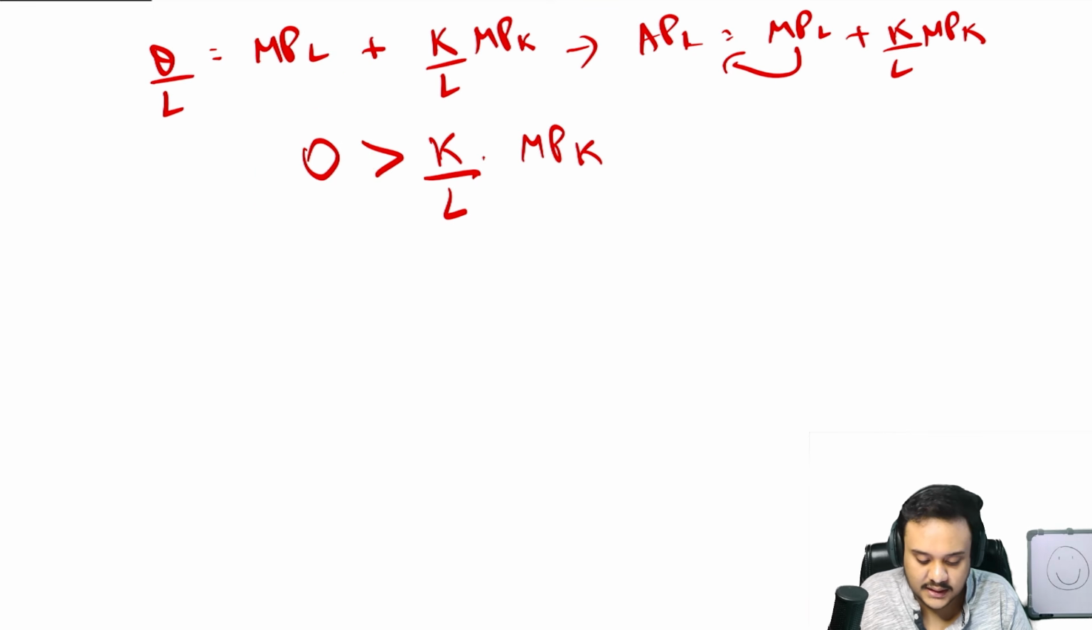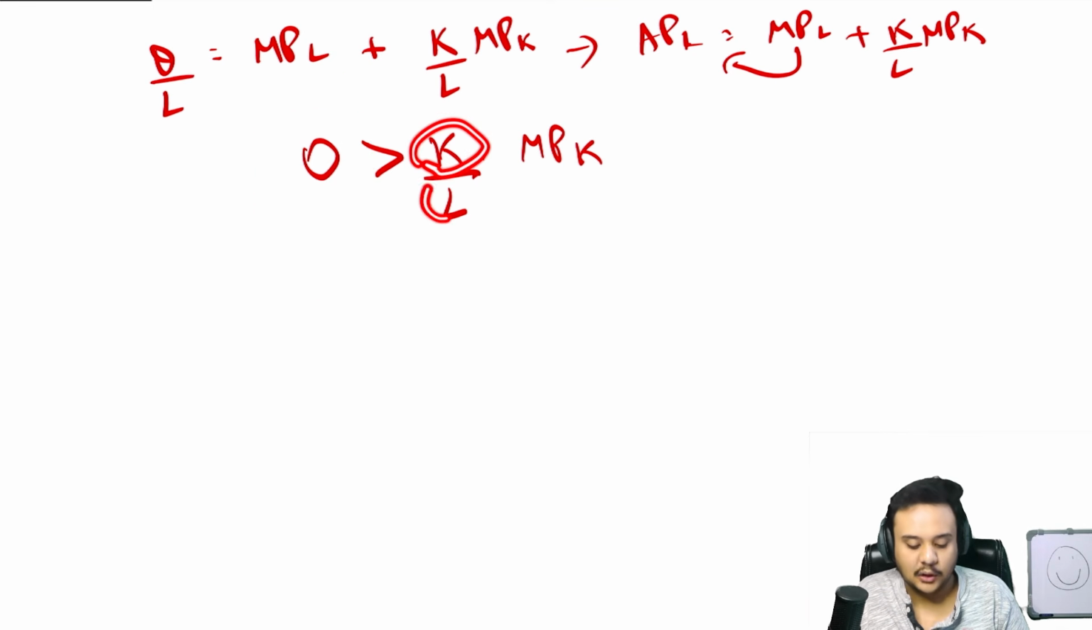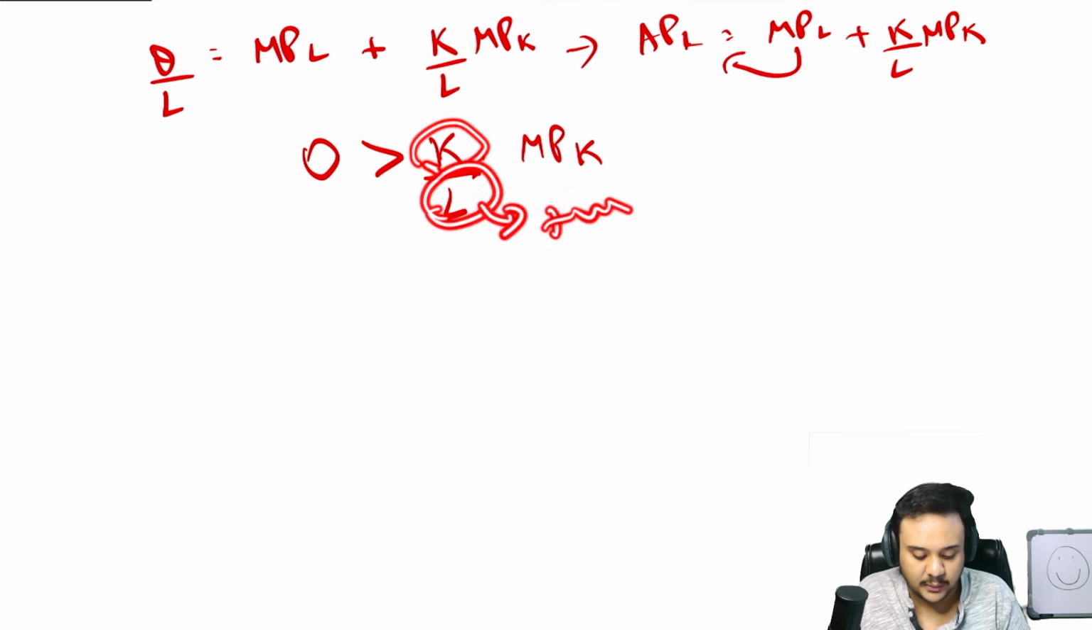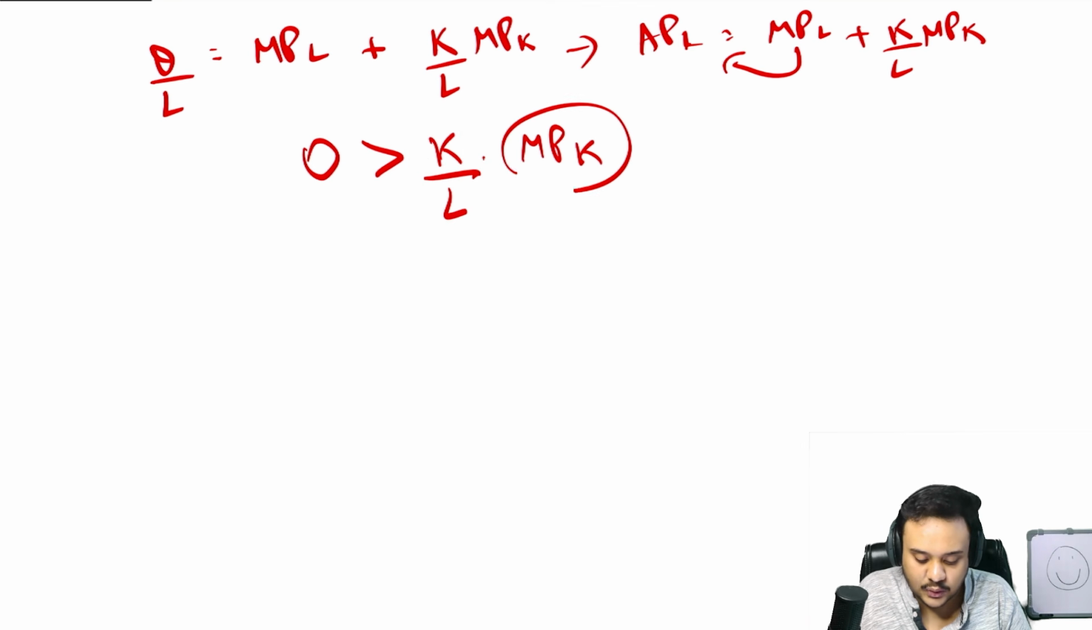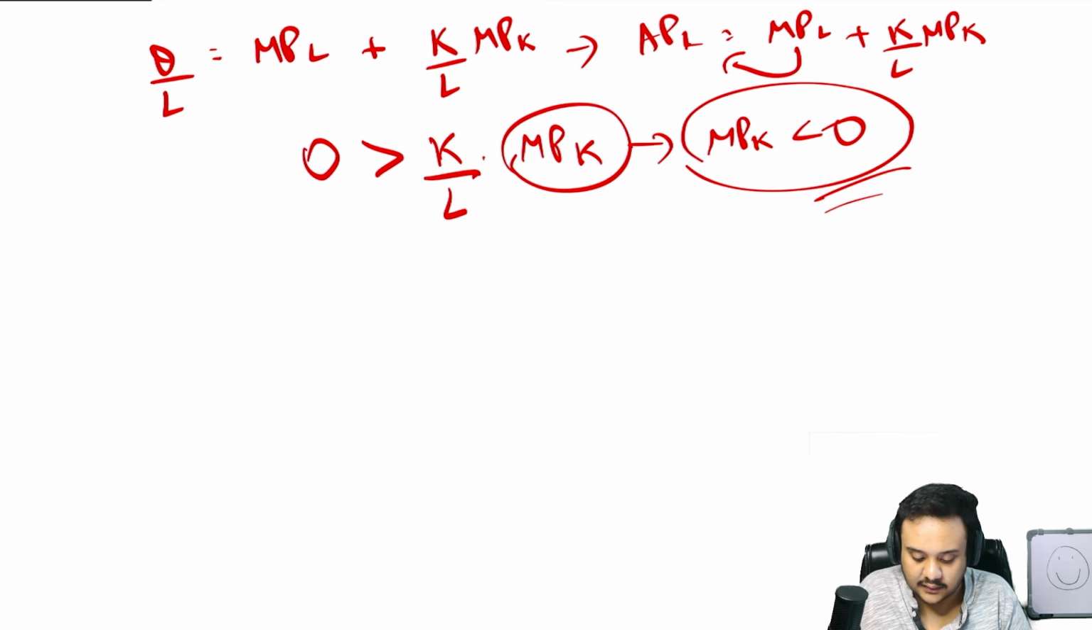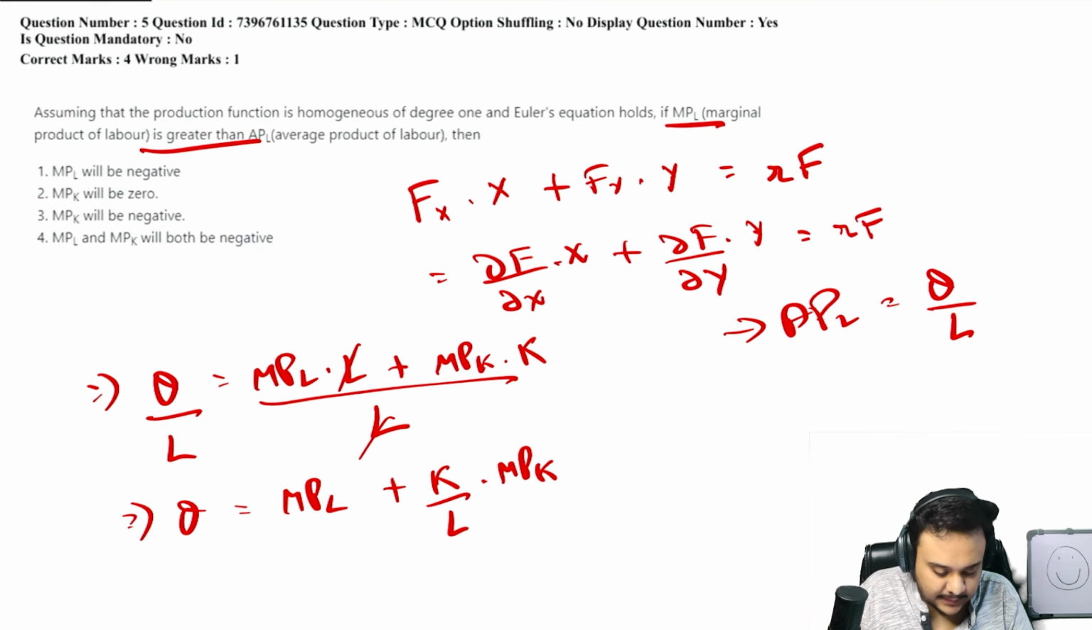So now you can just write that neither capital nor labor can be negative. So this is going to be definitely a positive value. What you can conclude is MPK is less than 0. That is your answer. MPK will be negative. Third one is the right answer.